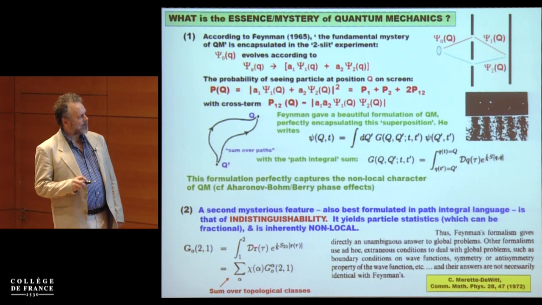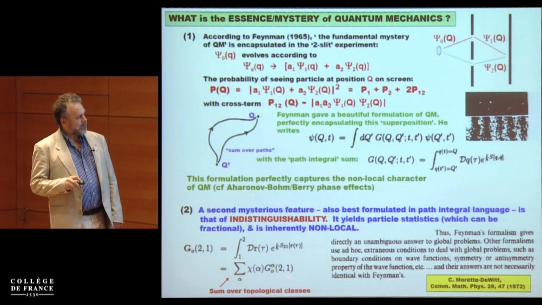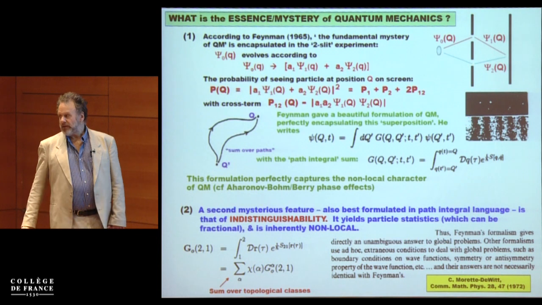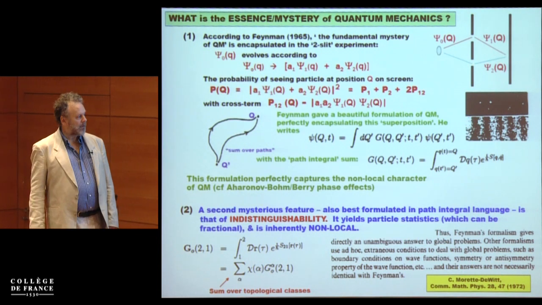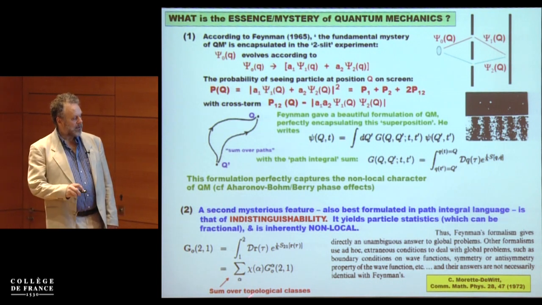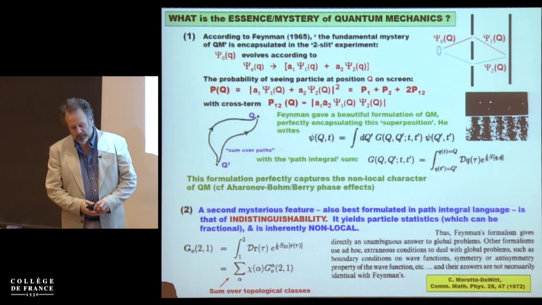This is the amplitude to go from one place to another, which in a two-dimensional system has to be divided into a sum over different topological classes. And this is what led to the idea of fractional statistics. It's actually rather clumsy to try and write this using wave functions.